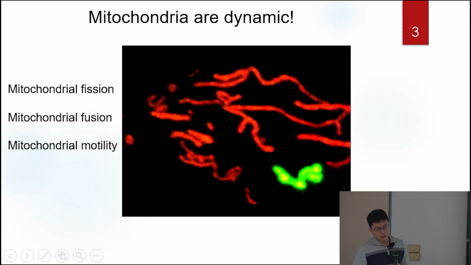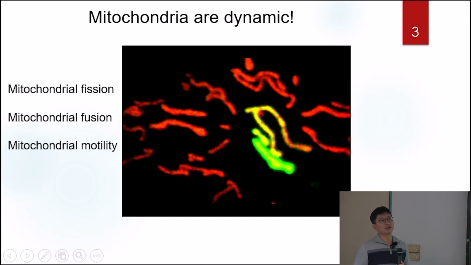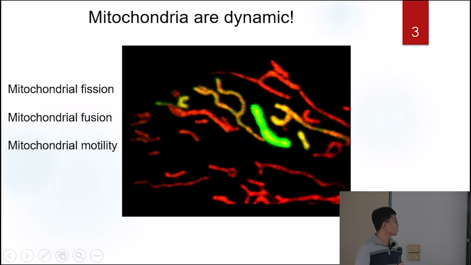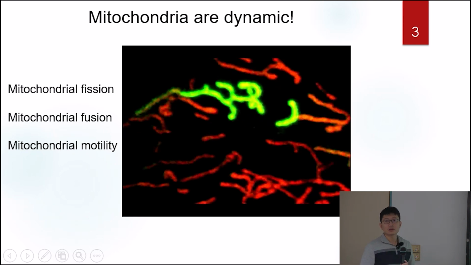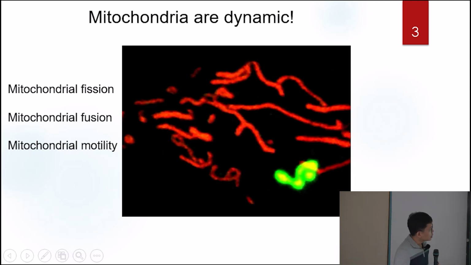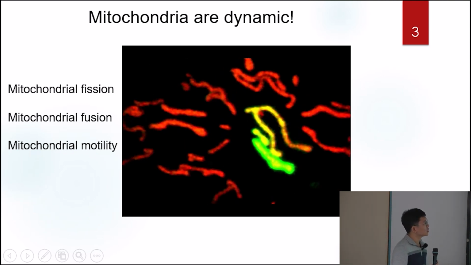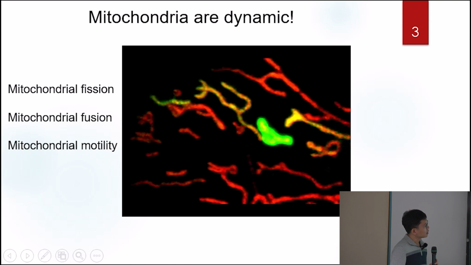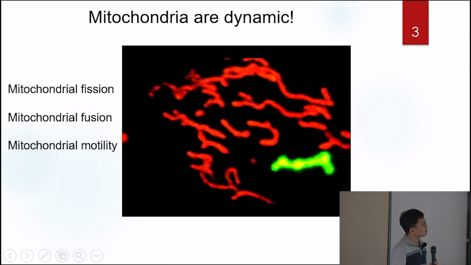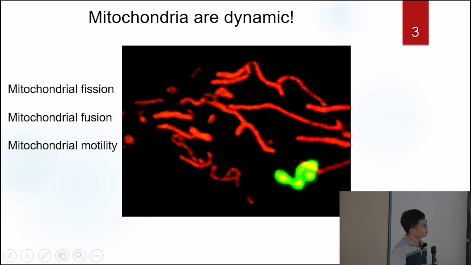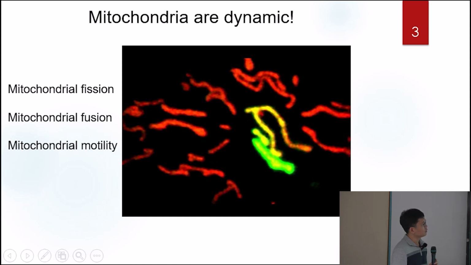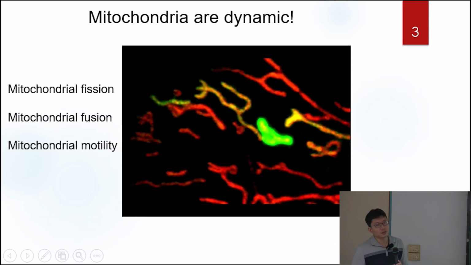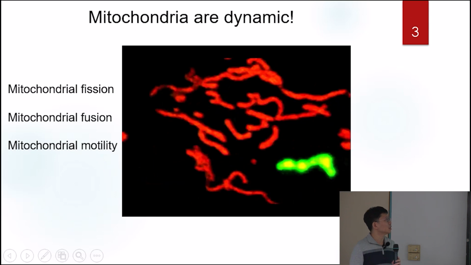So mitochondria do not just stay in place in cells. They are dynamic. They undergo the mitochondrial fission-fusion process, and they can move. You can see these are all mitochondria. Some are red, some are green. The green mitochondria can fuse with the red, and then they can undergo fission, like here. They can fission and fuse. And they can move. So why are they so dynamic?